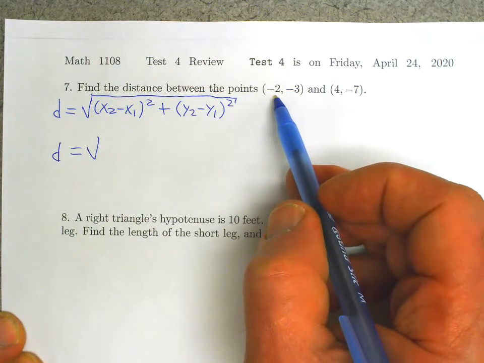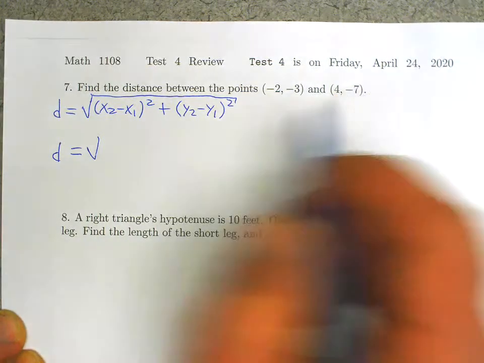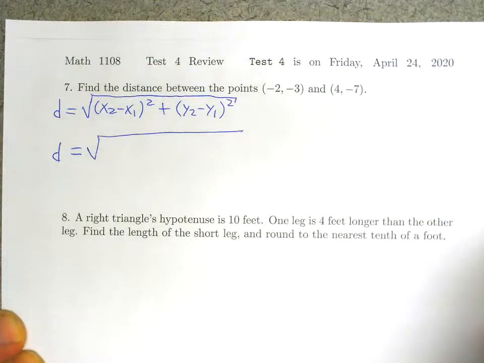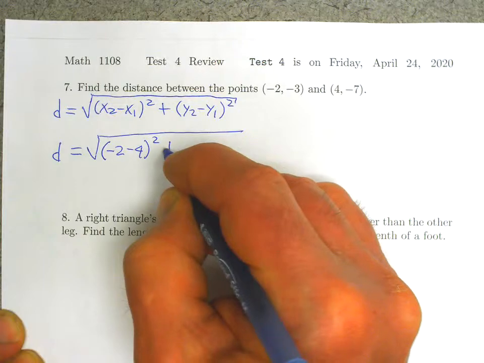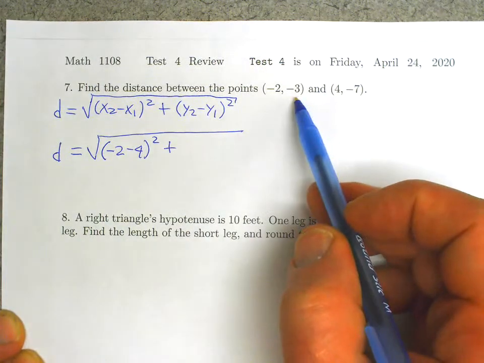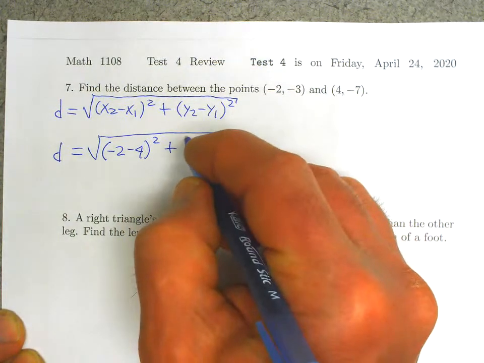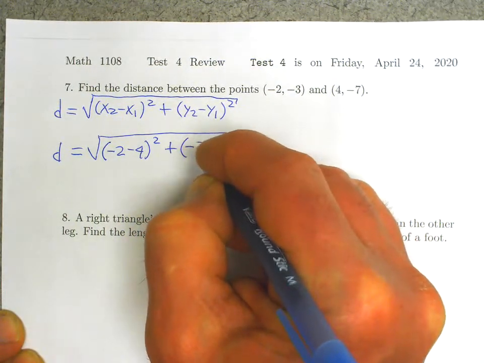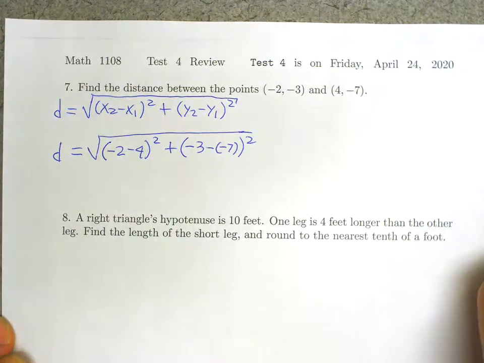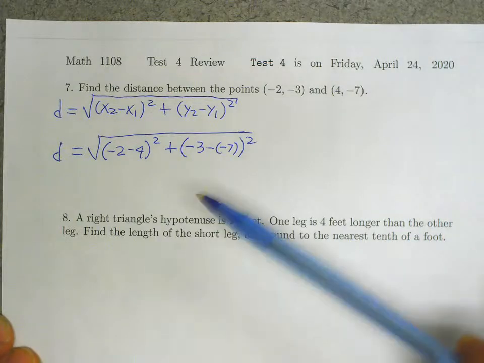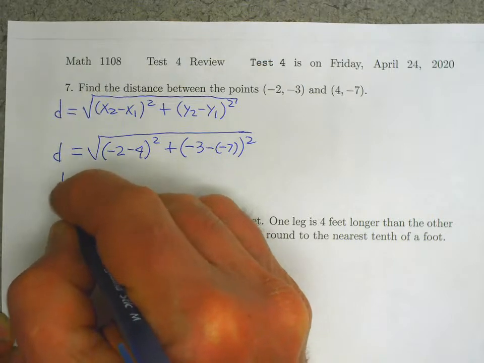Okay, so we'll focus on the x-coordinates first. This x-coordinate is -2. The other x-coordinate is 4. So the square root of the quantity -2 minus 4 squared, and then plus, now we focus on the y coordinates. This one is -3, the other one is -7, so we can write -3 minus -7 quantity squared. So when negatives and subtraction is involved, you have to be careful with the arithmetic.